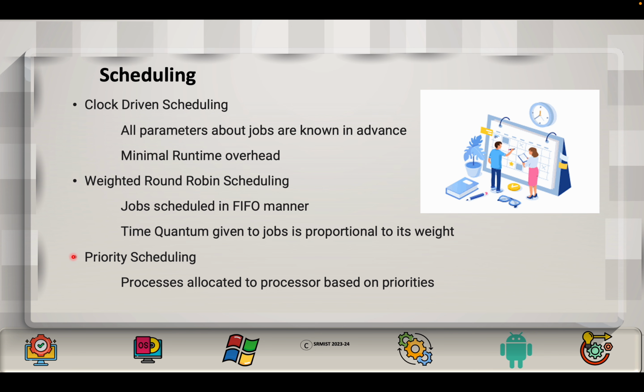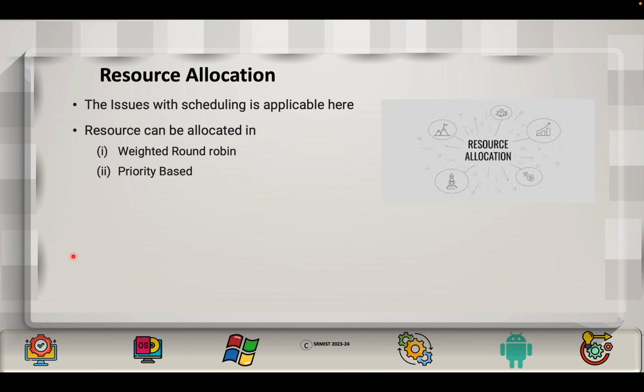Priority scheduling: the processor is allocated to processes based on the priorities. So these three scheduling algorithms will be used in RTOS. The next function, resource allocation. This resource allocation is another function of RTOS. The issues with scheduling are applicable here. Resources can be allocated either in weighted round robin or priority-based scheduling.